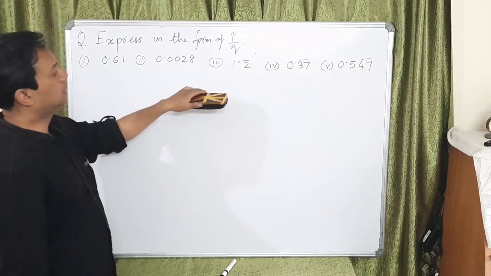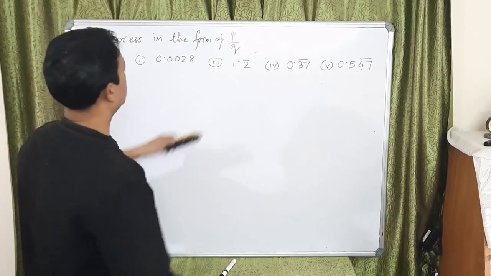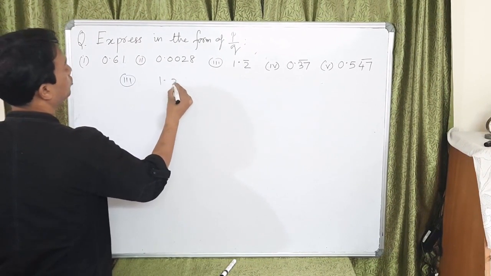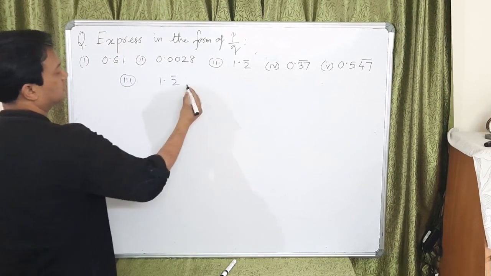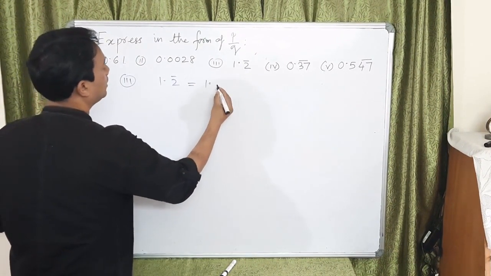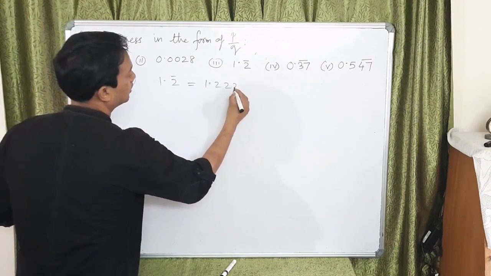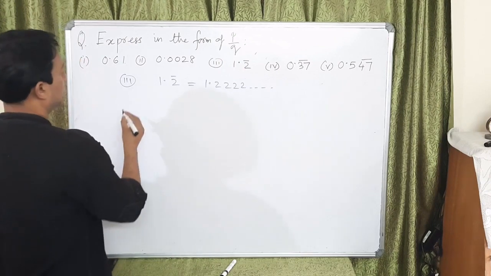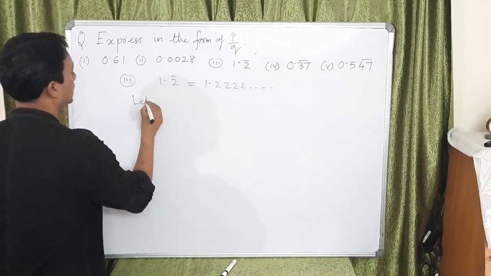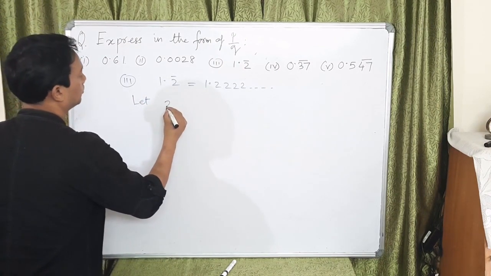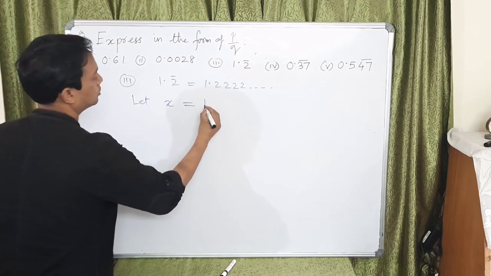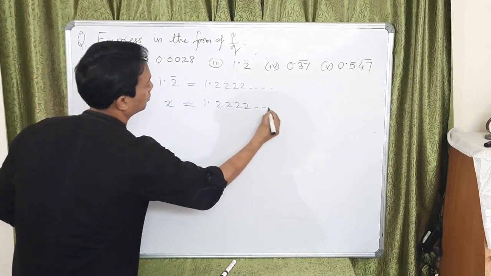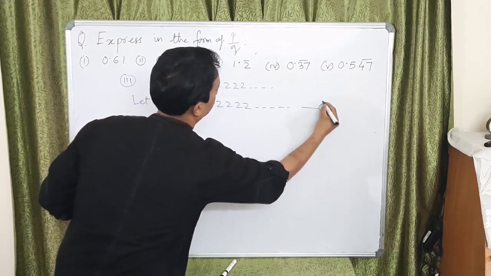So 6 by 5 will be the fraction. Now let's look at the non-terminating repeating decimal. This one, the third one, is 1.2 bar. What does it mean? It means 2 will keep on repeating. So what we'll do is represent this number by x. Let x equal 1.2 bar, or you can write 1.222 and so on. Let it be equation 1.